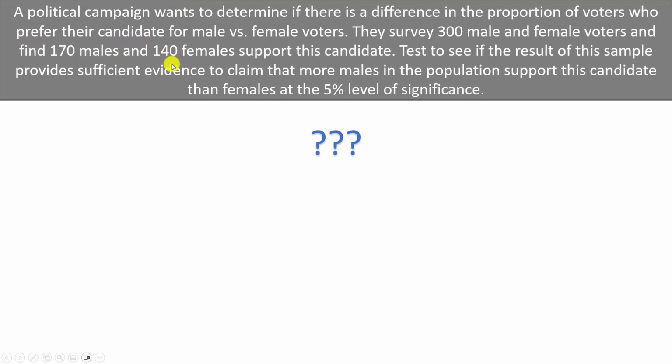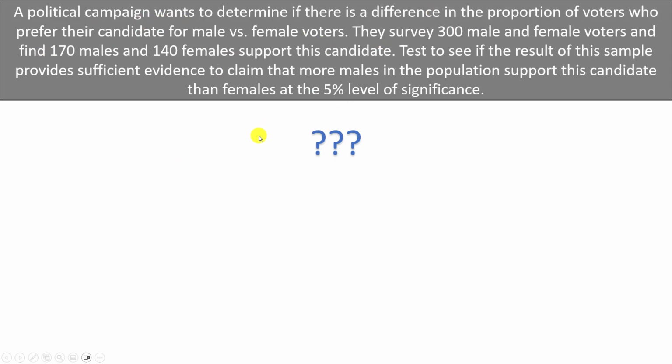But we want to know if this is a definitive enough difference for us to really be able to make that conclusion also in the population. It says, test to see if the result of this sample provides sufficient evidence to claim that more males in the population support this candidate than females at the 5% level of significance. So start off by writing out your null and alternative hypotheses and also the given information. Write down the symbols that are related to some of these numbers.